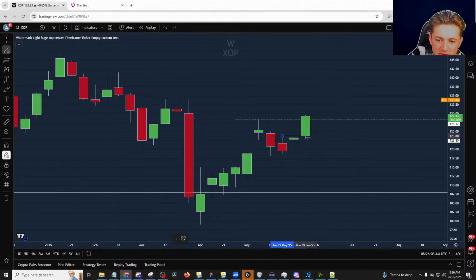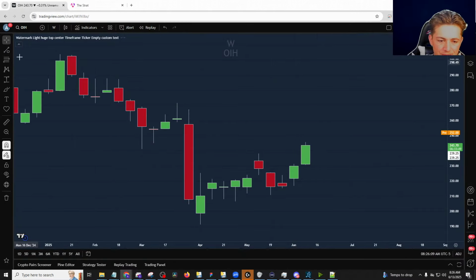XOP also reversed, making higher highs and higher lows. You'll see taking previous week's highs. OIH also reversed, and you'll see it closed the strongest, so it was leading the energy sector. So when that happens across all of the energies, it tells you there's institutional buying occurring.